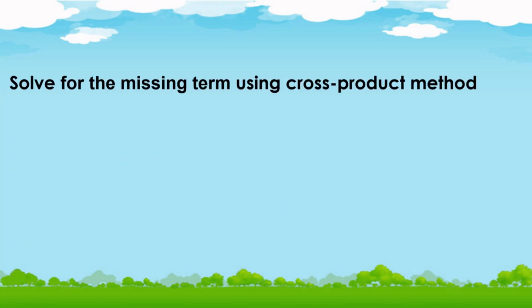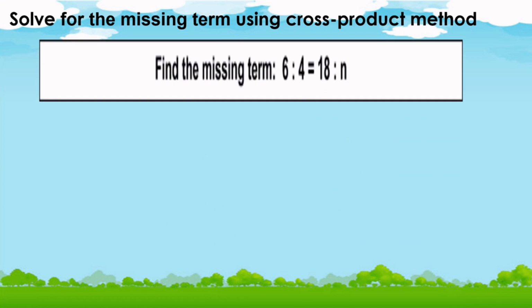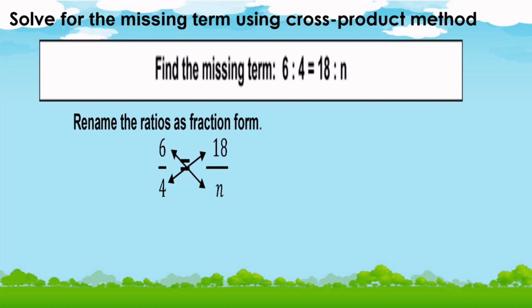Okay, so we will use another method in finding the missing term in a proportion. So, we will call it a cross product method. So, here's the problem. Find the missing term. We have 6:4 is equal to 18:n. So, using the cross product method, first, you have to rename the ratios as fraction form. So, 6:4, we will rename it as 6/4. Then, 18:n, we will rename it as 18/n.